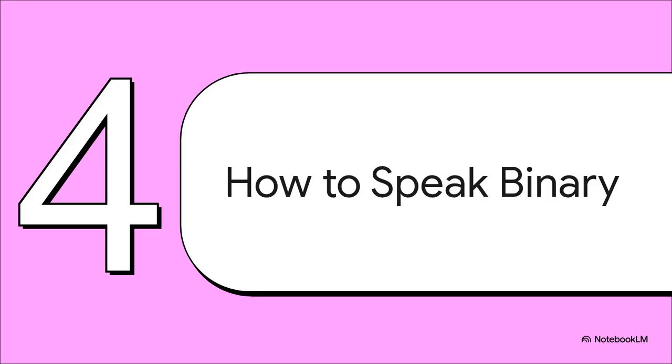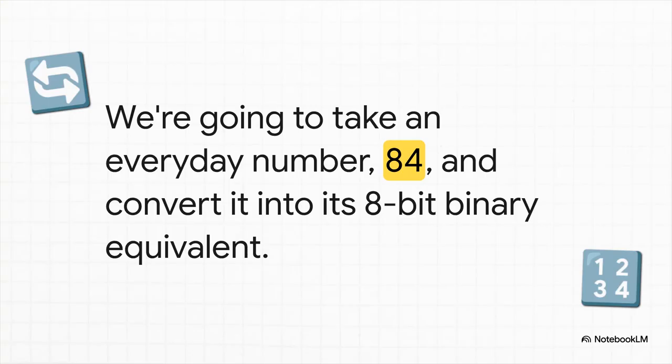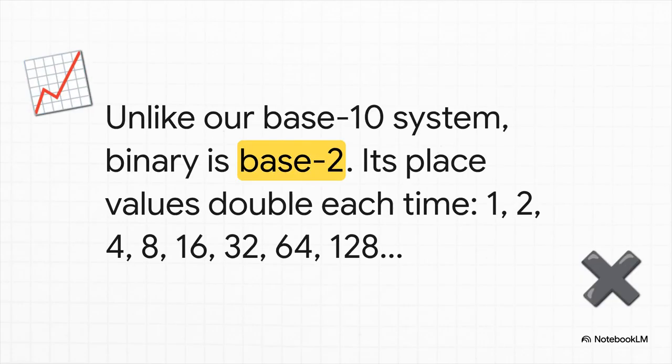Okay, so the theory is great, but let's actually get our hands dirty. Believe it or not, you can learn to speak this language right now. We're going to do a quick conversion to see what one of our regular numbers looks like to a computer. We're going to take a totally normal, everyday number. Let's go with 84. And our mission, should we choose to accept it, is to translate that into its 8-bit binary form. To do this, all we need is this little cheat sheet.